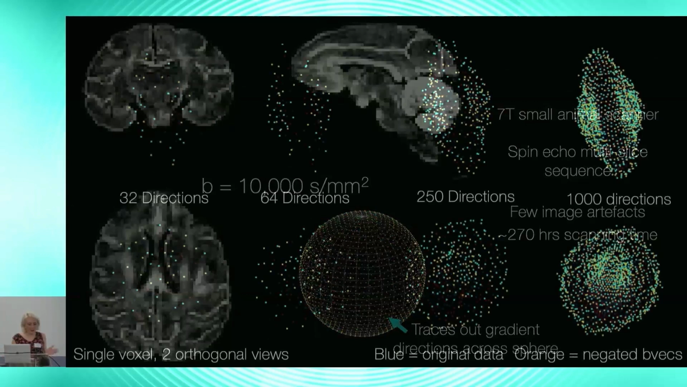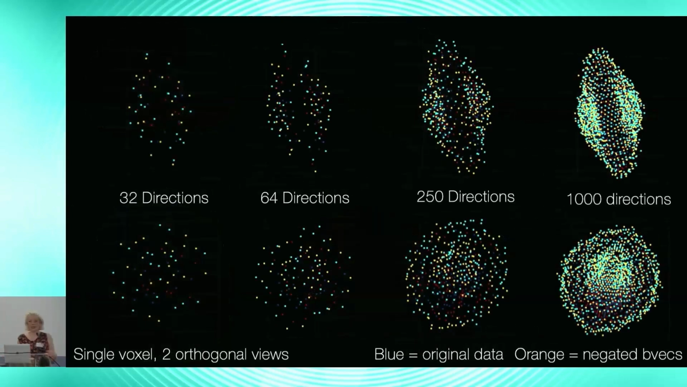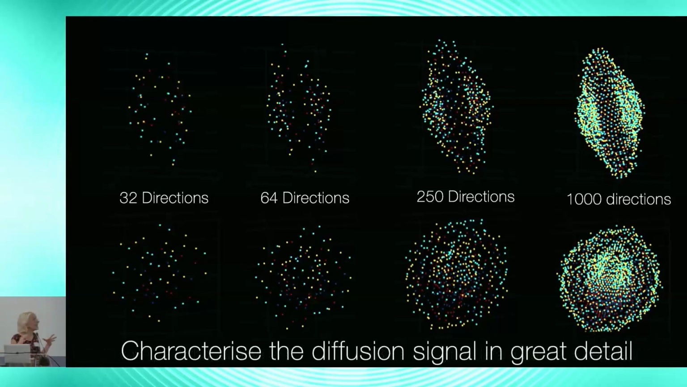What does data with 1,000 gradient directions look like? Here I'm showing the signal in a single voxel, where each point shows the signal along different gradient directions, and we have the voxel from 2 orthogonal views on the top and bottom. You can see with 1,000 gradients, we can really start to characterize the diffusion signal in great detail. We can see the shape of the signal, and we can even see this slightly smaller bump, and that can provide more microstructural information.